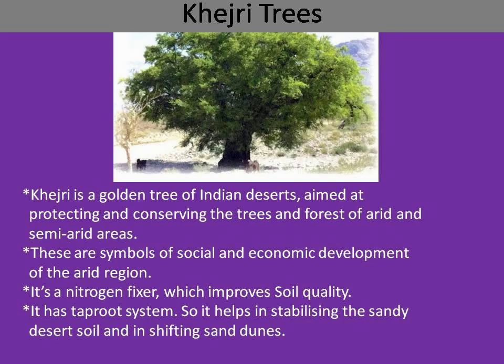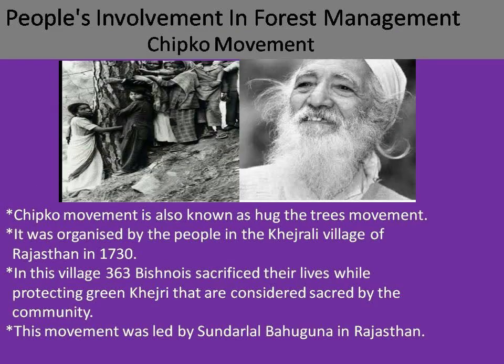Khejri tree. It plays an important role in the history of forest management. The Khejri tree is the golden tree of the Indian desert, aimed at protecting and conserving the trees and forests of arid and semi-arid areas. It is a symbol of social and economic development of the arid region. It is a nitrogen fixer which improves soil quality. It has a taproot system, so it helps in stabilizing sandy desert soil and shifting sand dunes.